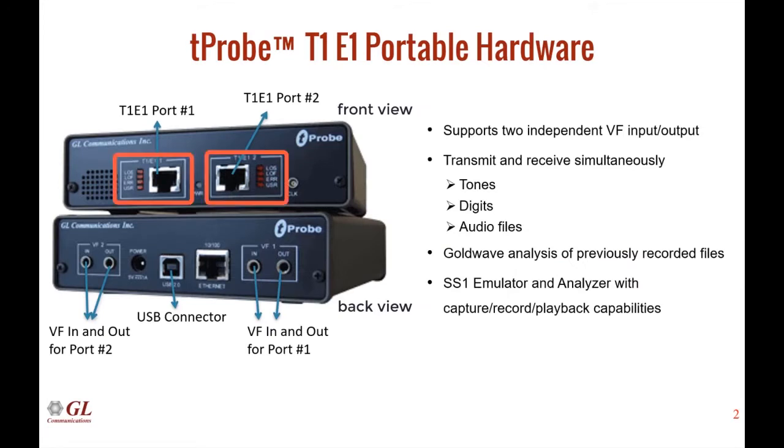The TProbe has two T1E1 ports for TDM traffic generation and analysis. The TProbe also contains two independent voice frequency, or VF, ports for analog testing. The VF interface can be a 3.5 mm cable or a Bantam cable. The TProbe is configured from a PC via the USB connection.